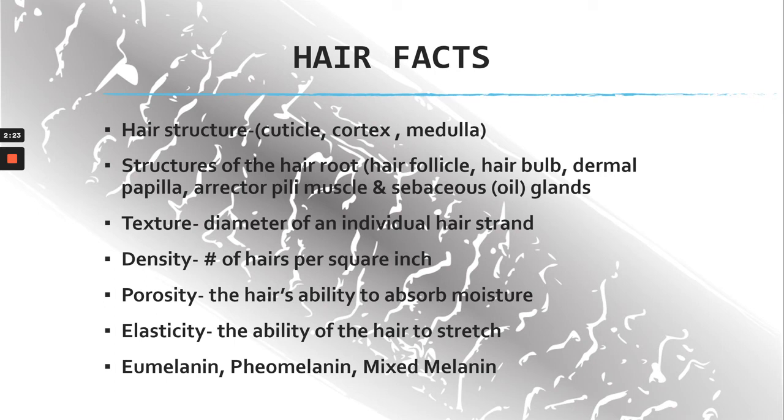Density is number of hairs per square inch. The average number of hairs per square inch is 2,200. Comes in 3 categories. First category is thin, also known as sparse. Then you have average. Then you have thick, also known as dense. Porosity, the ability of the hair to absorb moisture. 3 categories. First category is low, also known as resistant. Then you have average. Then you have high, also known as extreme.